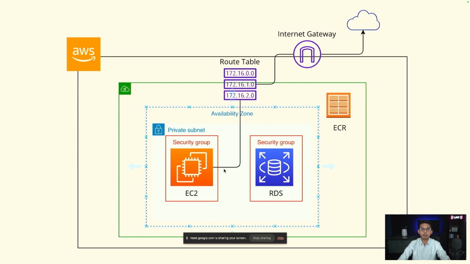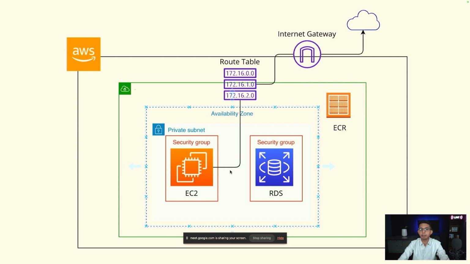And also, there will be some components. For example, EC2 here is the server in plain terms, and RDS here is the database. ECR here is the container registry wherein we'll be pushing our Node.js CRUD application Docker image. So this is the particular EC2 instance.